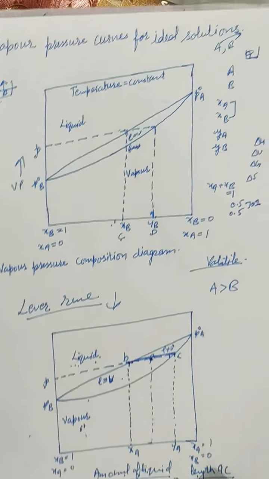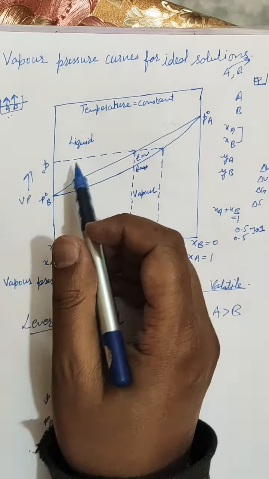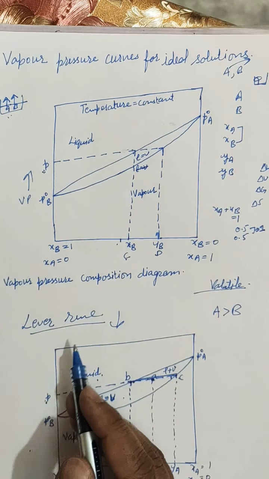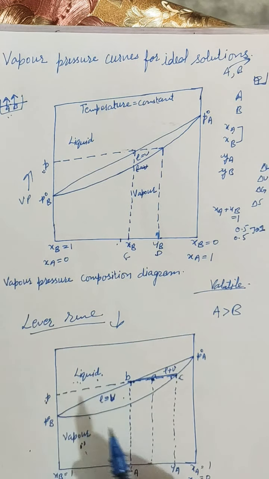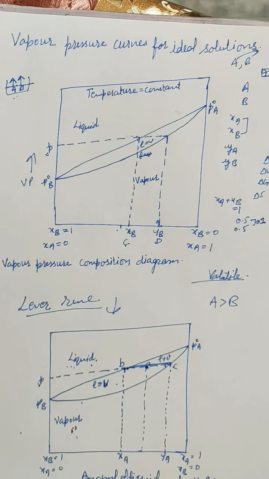So today I told you two topics. First was the vapor pressure curve for the ideal solution and next was the lever rule. So repeat it and we will take the next topics next time.